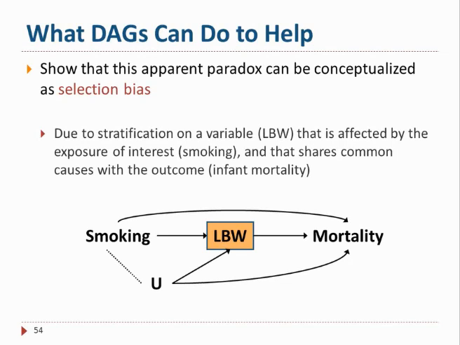And again, let's just put the picture back up. It's when we're stratifying by a variable that is affected by the exposure, which shares a common cause with the outcome, that causes this collider stratification bias.